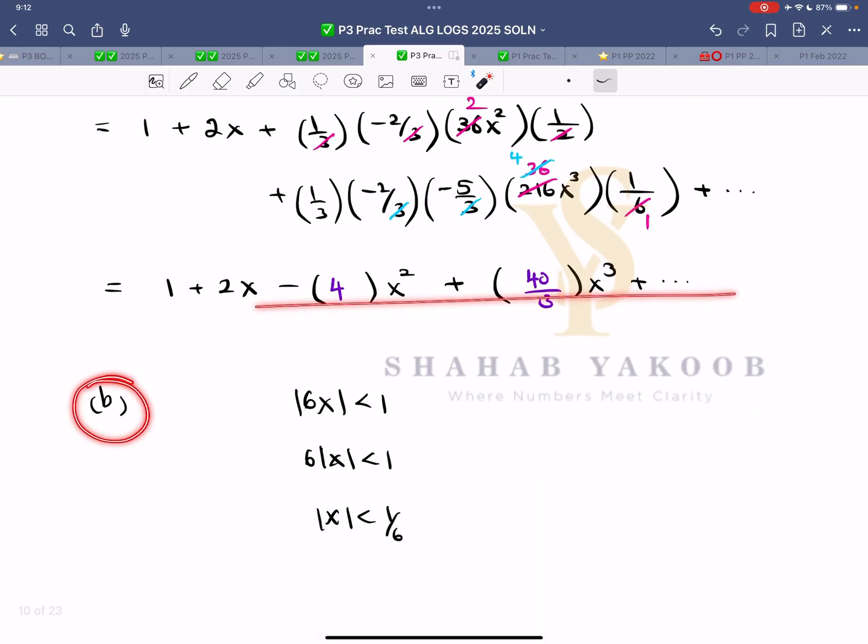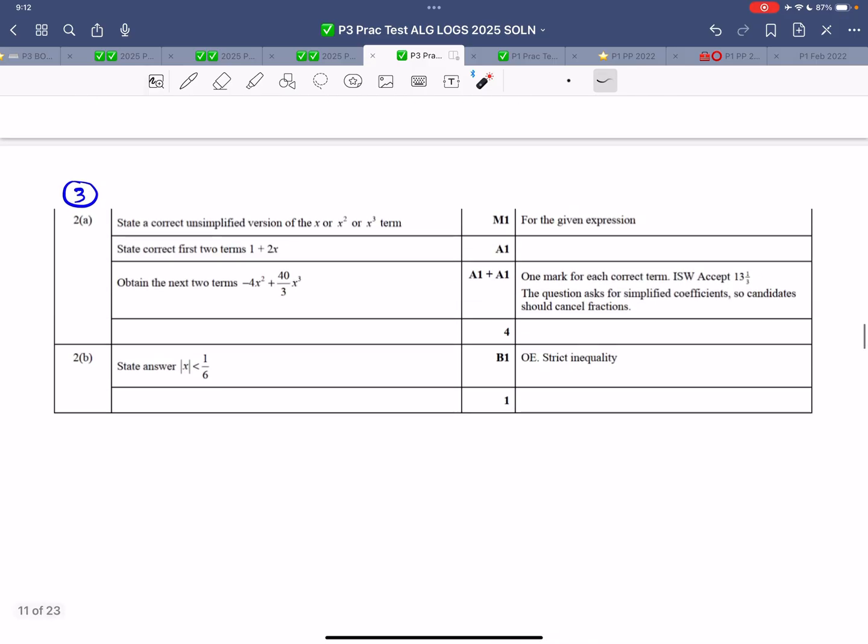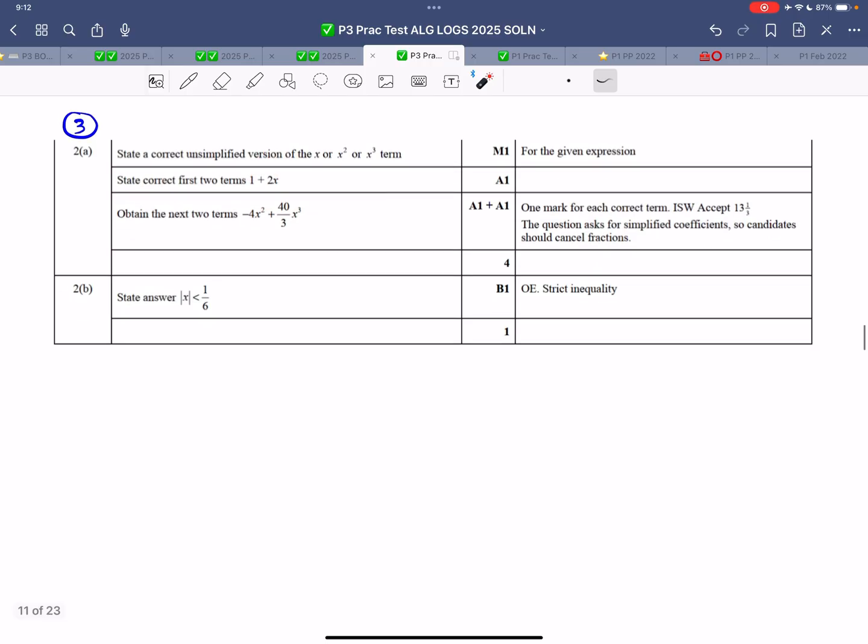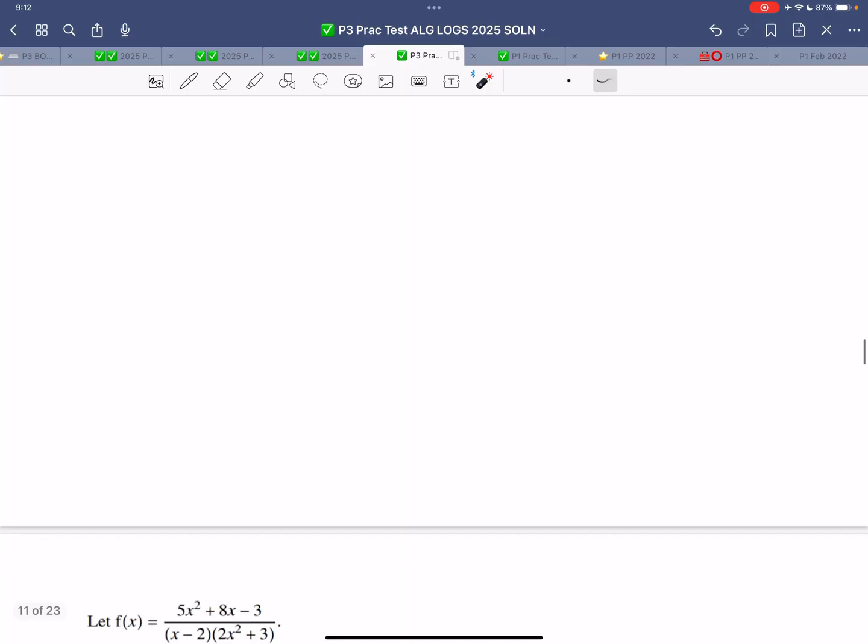This is the answer for the second part. Modulus of 6x is less than 1. Take the 6 out. 6 times modulus of x is less than 1. Modulus of x is less than 1 over 6. So modulus of x is less than 1 over 6. 1, 2, 3, 4 terms, all done and dusted. All good, all clear? So now that was about algebra.